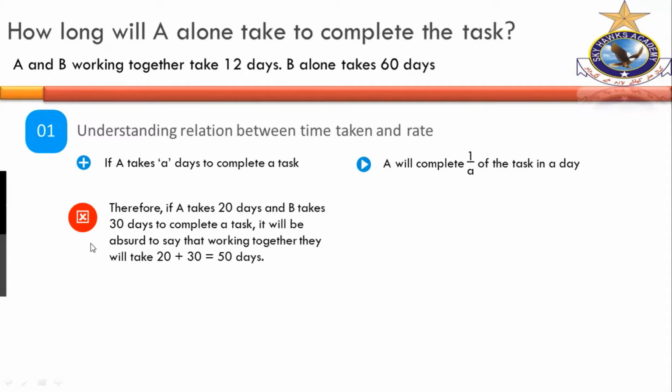Therefore, if A takes 20 days and B takes 30 days to complete a task, it will be absurd to say that working together they will take 20 plus 30 equals 50 days. So that's why it's wrong, the red color and crossing that. If we are supposing that A takes 20 days and B takes 30 days, so it will be 50 days. So it's not 12 days as given over there.